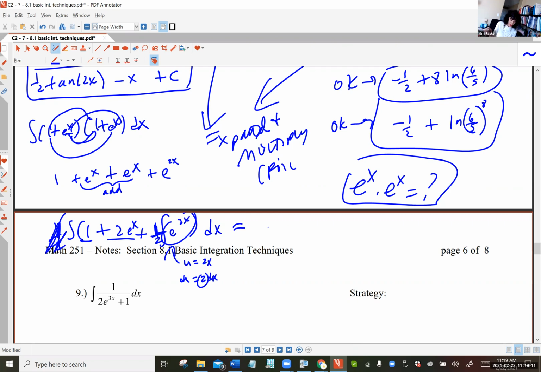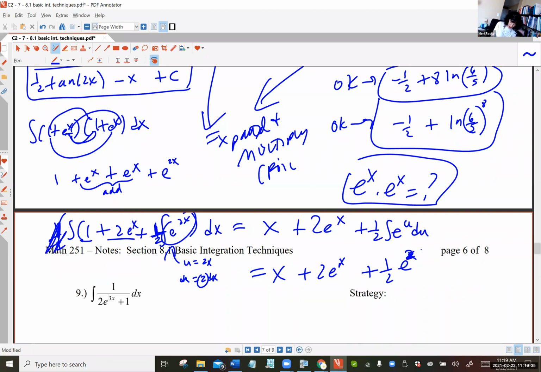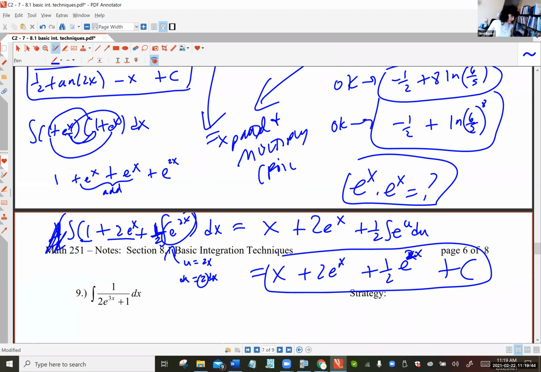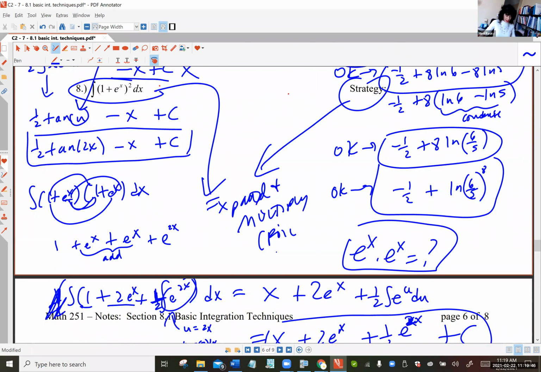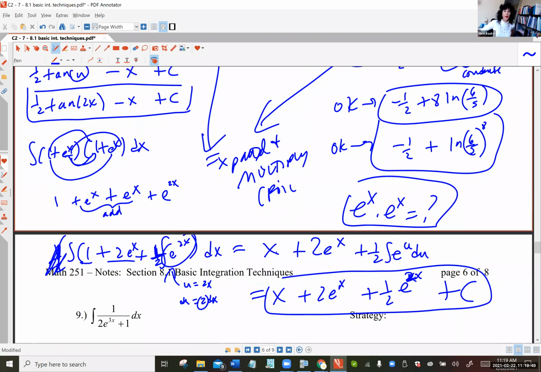Because the first two terms, easy peasy, you'll have antiderivative of 1 is x, antiderivative of 2e to the x is just 2e to the x. And then now you'll have 1/2 e to the u du. That's the e to the ax thing we talked about, I think, last week. And this is going to be 1/2 e to the u, which is 1/2 e to the 2x, sorry, 2x, plus c. And there's your final answer for that last problem. Just foiling it out was the trick, if you will. It's not really a trick, but you want to know how to do the trick.